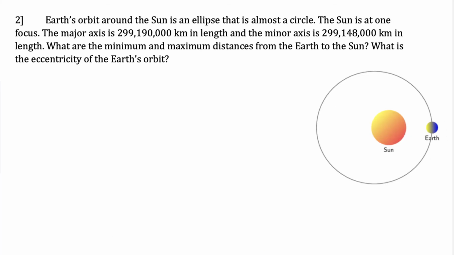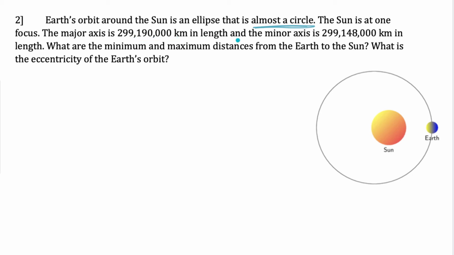So the next example, another common example with ellipses, is elliptical orbits, right? This is an example of the Earth's orbit around the sun. It's an ellipse that's almost a circle. We're going to find out how close to a circle it is when we calculate the eccentricity in a little bit.